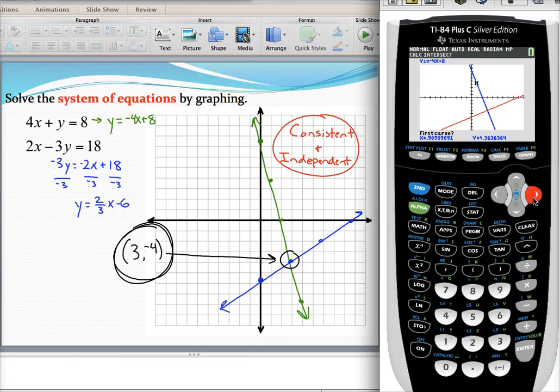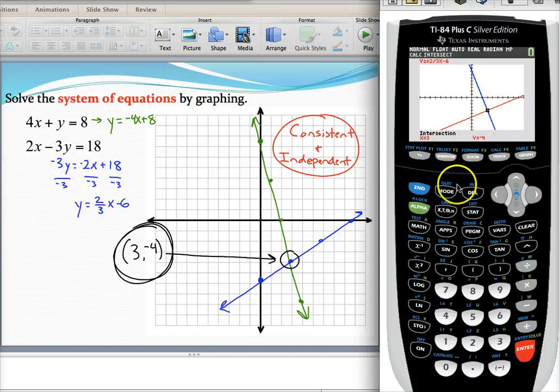I do like to move my cursor over so it's closer to that intersection point. So arrow over so you're close. You don't have to be right on top of it. Close enough is fine if you're dealing with lines. But get over there close to it, press enter 3 times to answer their 3 questions. So first curve, second curve, enter, and then guess, press enter. And what will happen is it will say intersection when you've pressed it enough times. And there we go, 3, negative 4. Remember, write that as a coordinate, but there's our intersection point.